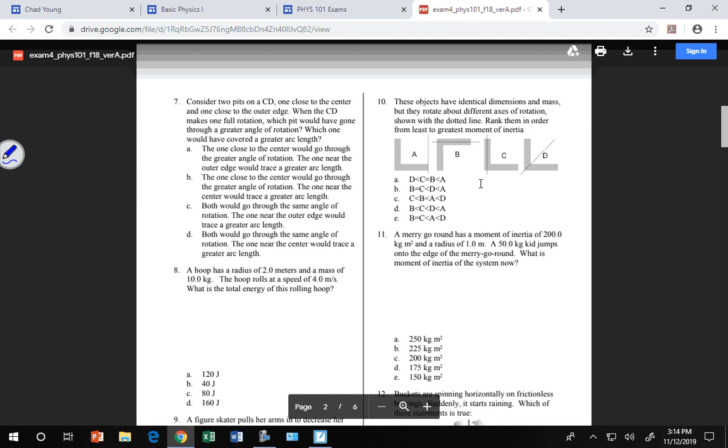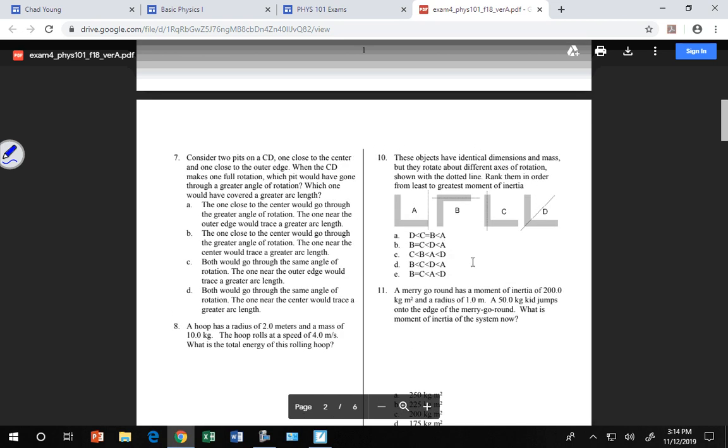Well, no, let's do this one right now. Number 10. If you're not on the quiz, you'll have it on the exam. So let's go and take a look at it. I love ranking problems, especially for this topic. Ranking problems are just good problems. But here, I want to rank these from order of least to greatest moment of inertia.